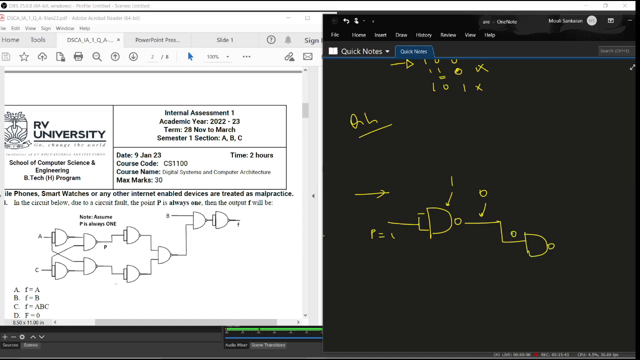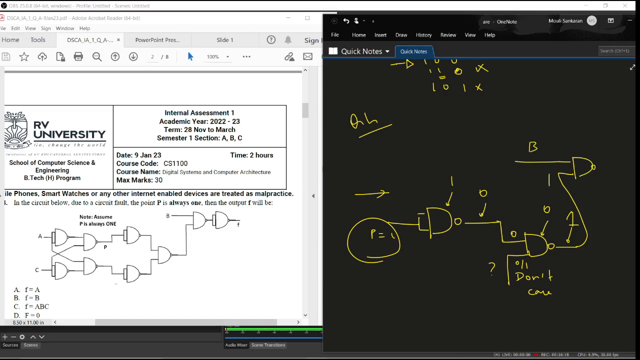This is 0. So the AND gate output will be 0. Not of that will be 1 always, irrespective of whatever is the input here. This is a don't care, because whatever may be the value, 0 or 1, this decides the output. So if this happens to be 0 because of this fault, we have output which is 1 here. Now this is feeding into our circuit, which is a NAND gate with B here.